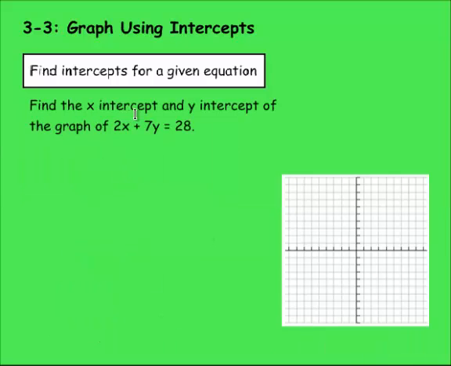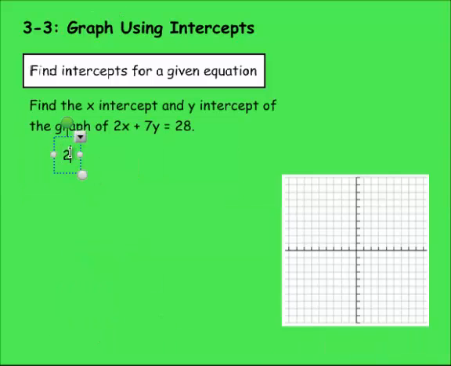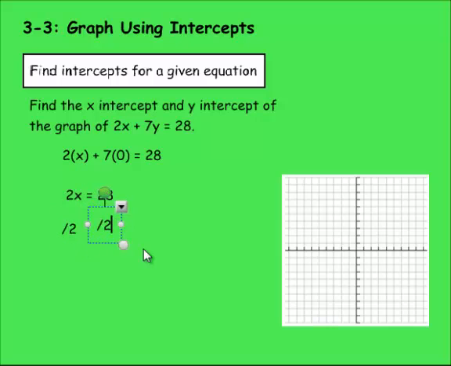Let's find the x-intercept and the y-intercept of the graph 2x plus 7y equals 28. So if we're going to solve for the x-intercept, that means what is x when y equals 0? So we would make y 0 here. We would say 2 times x plus 7 times 0 equals 28. Since 7 times 0 is 0, then I'd have 2x equals 28. And then divide both sides by 2. And that would give us an answer of x equals 14.